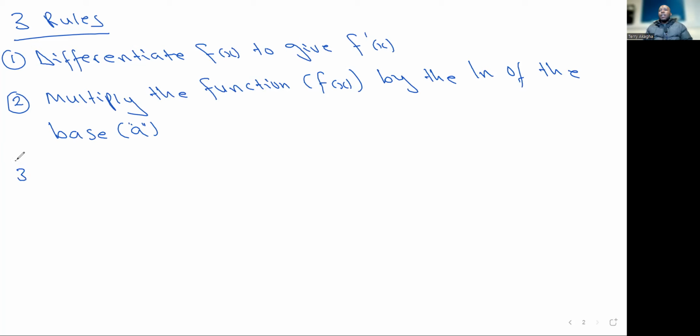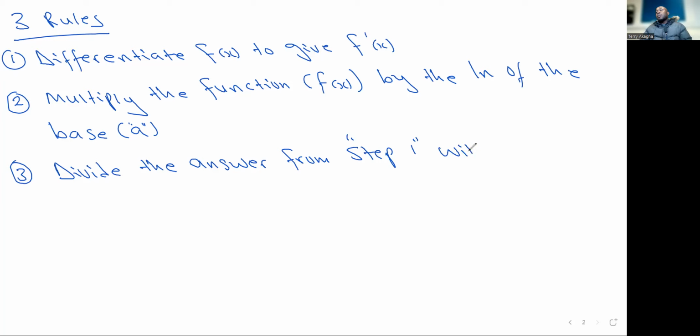Then after you've done that, the final thing you do is divide the answer from step 1 by the answer from step 2.